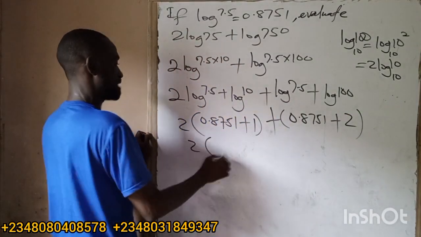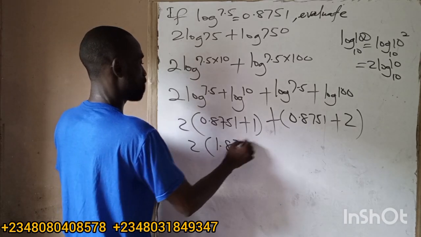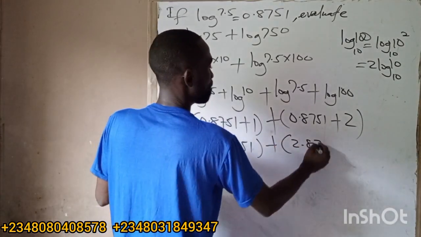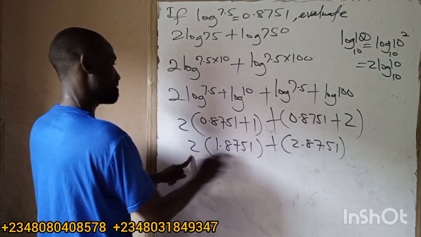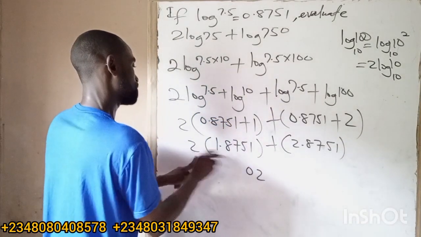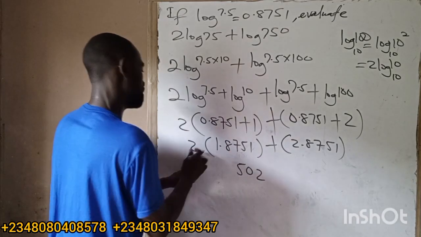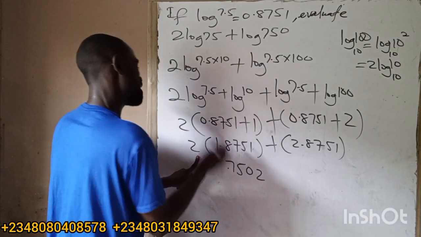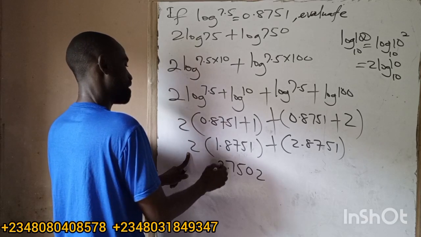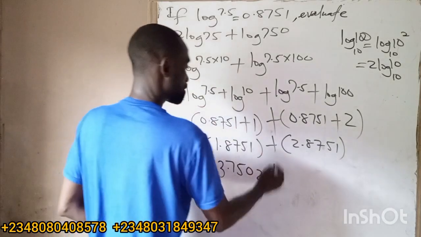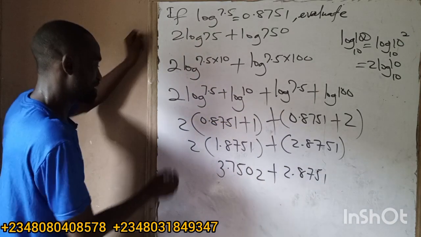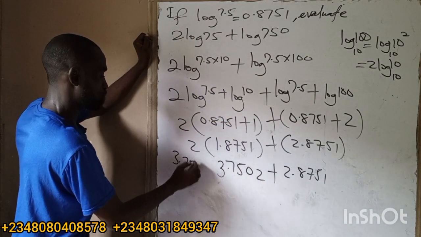So what do I have here? I'm having 2 brackets 1.8751, then plus 2.8751. When we multiply this, 2 times 1 gives 2, 0 carry 1. 14 plus 1, 15, carry 1. 16 plus 1, 17, carry 1. 2 times this one is 2 plus 1, we have 3. Okay, then plus 2.8751. So let us add everything. 3.7502.